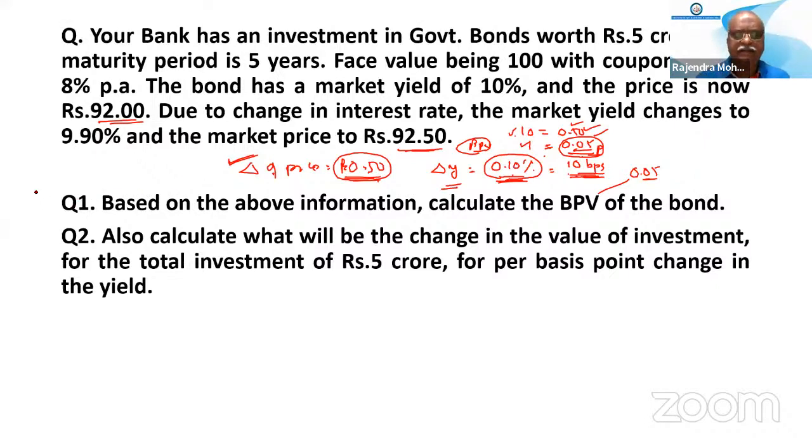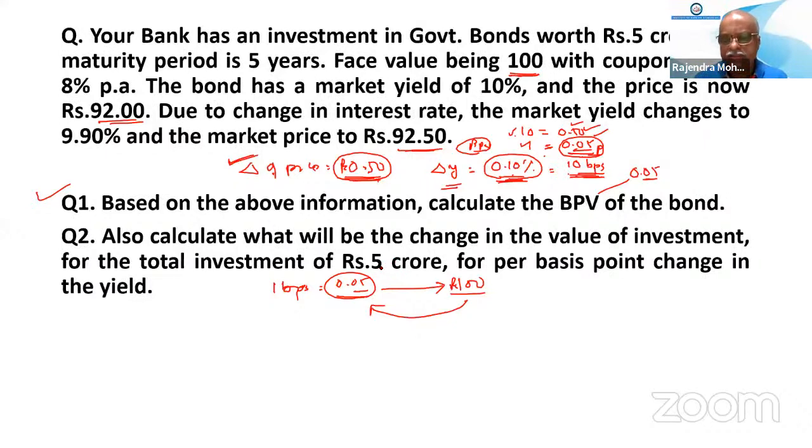For question 1, we have arrived at 0.05 paisa for 1 BPS. Okay, so what is the face value of this bond for which this 0.05 paisa change applies? This bond was 100 rupees. For 100 rupees face value, the change is 0.05 paisa.